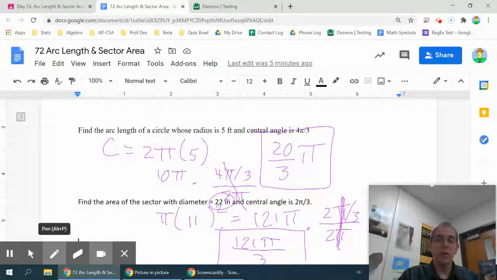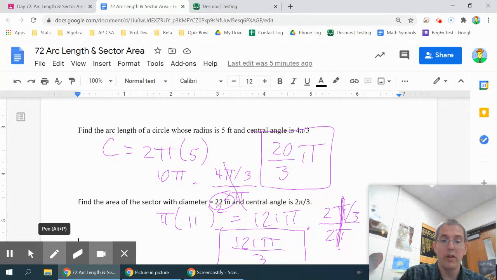So if they do give you an angle in radians, don't panic. Just put it over 2 pi instead of 360. The pi's will usually cancel out, and you can trust Desmos to do the rest of the simplification for you.